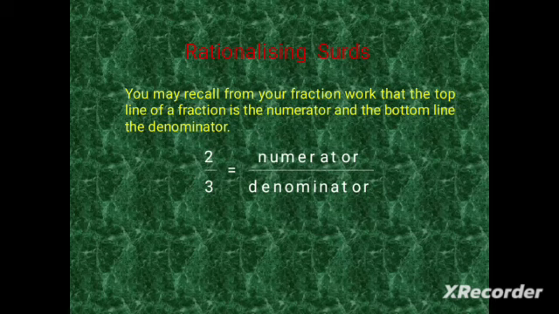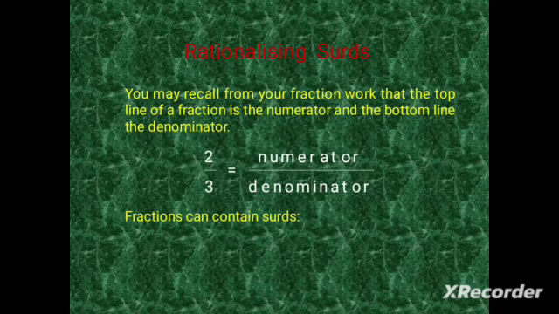Rationalizing surds. You may recall from your fraction work that the top line of a fraction is the numerator, and the bottom line of the same fraction is the denominator. This can be illustrated below, 2 over 3 as an example. 2 is the numerator, 3 is the denominator.